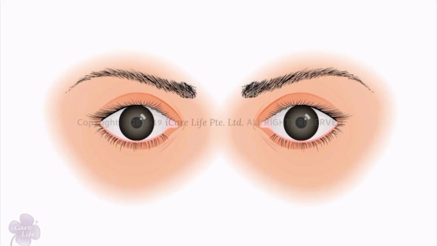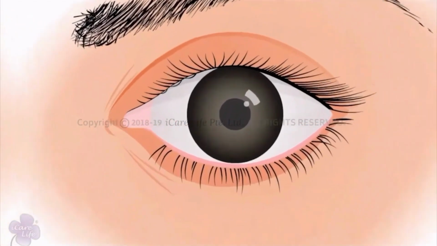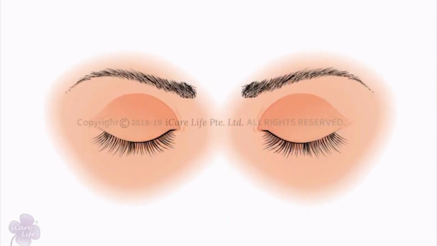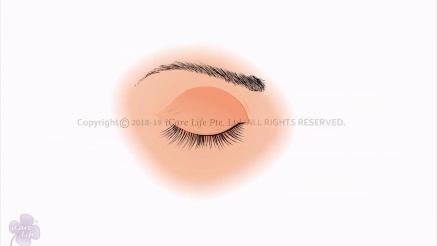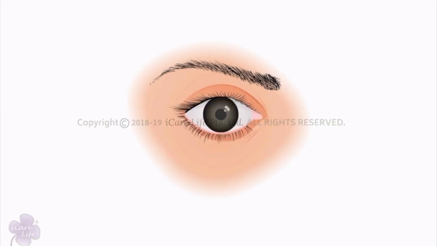Eyes are an important sense organ that help us to see. Some parts of the eye are visible to us, while the others are not. Let us first look at the parts of the eyes that are visible to us. Eyes are located inside a hollow area inside the skull called the eye socket. The eyelids and eyelashes protect the eyes.